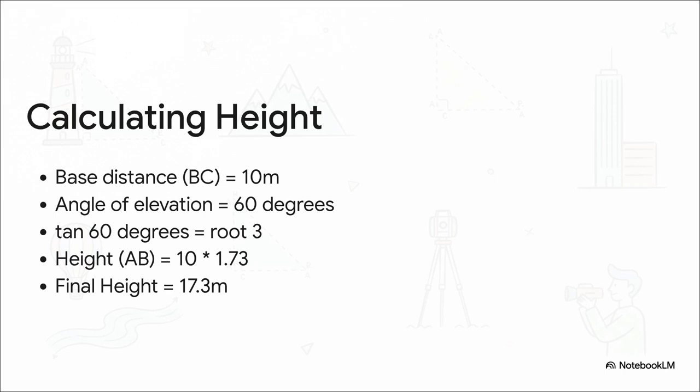Our base distance is 10 meters, and our angle of elevation is 60 degrees. Now, we know from our formulas that tan 60 equals the opposite side divided by the adjacent base. And if you recall from your trigonometric tables, the value of tan 60 is the square root of 3. So our height divided by 10 equals root 3. To isolate the height, we multiply both sides by 10, meaning our height is 10 root 3. If we use the standard value of 1.73 for root 3, we get 10 multiplied by 1.73, and that gives us exactly 17.3 meters. So the height of the tree is 17.3 meters. Very simple and logical, correct?